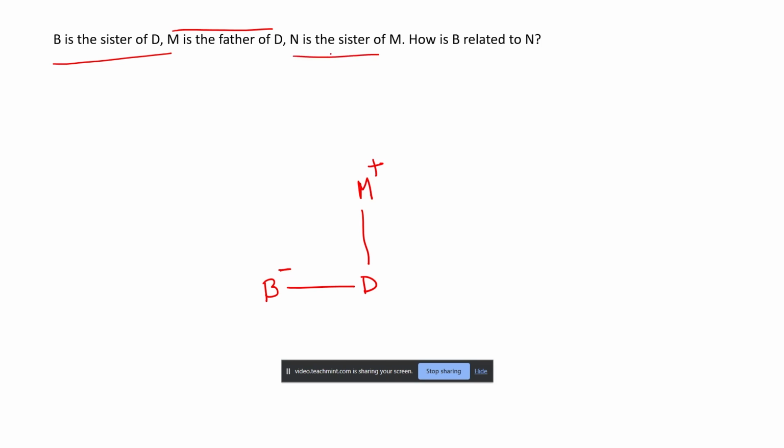N is the sister of M. Be careful, it's a sister, not wife, so you have to write only a single horizontal line. So N is the sister of M. That's it with the diagram.